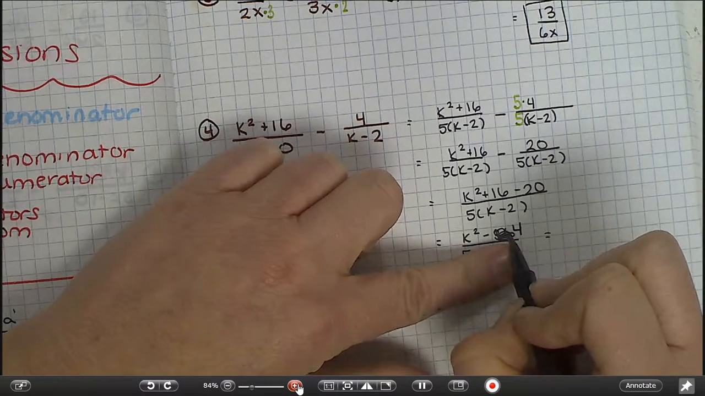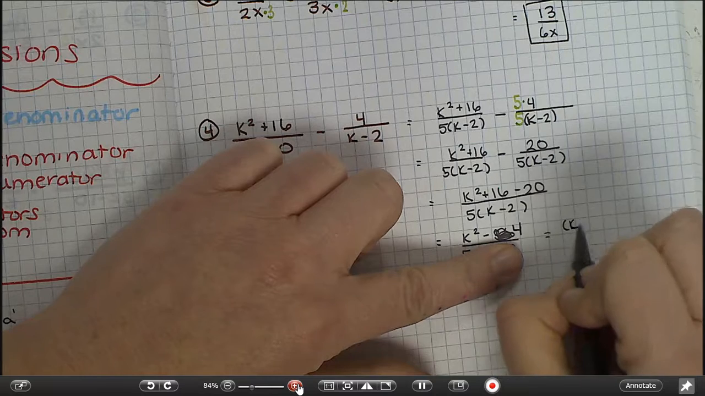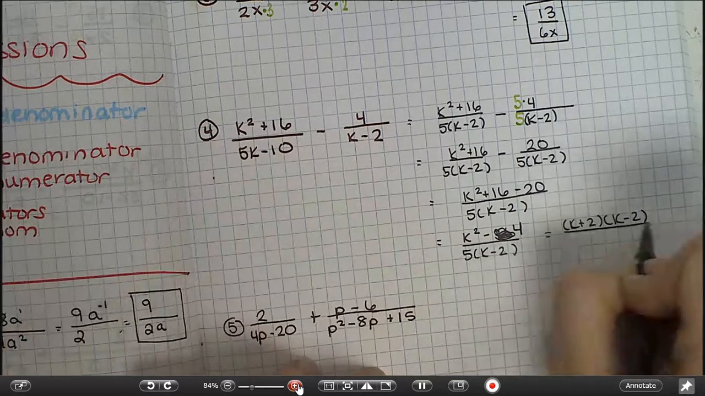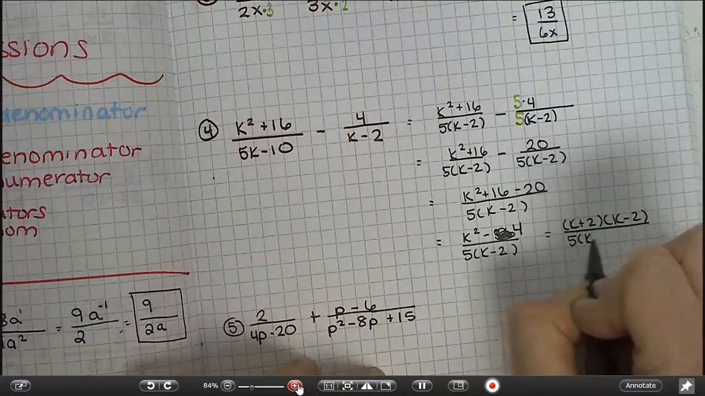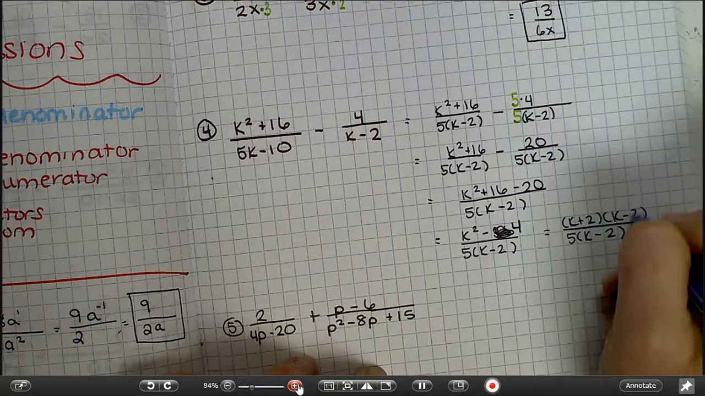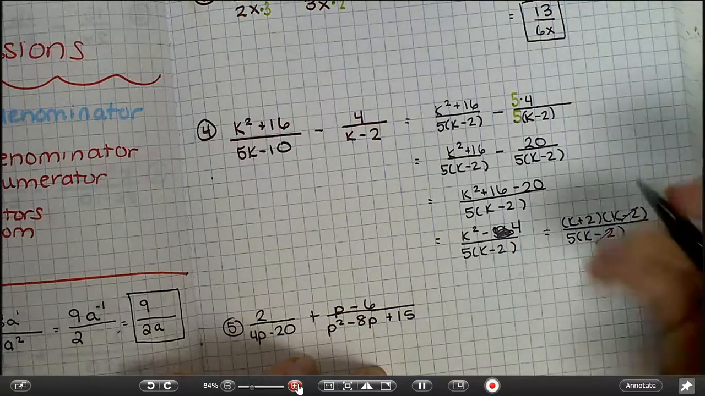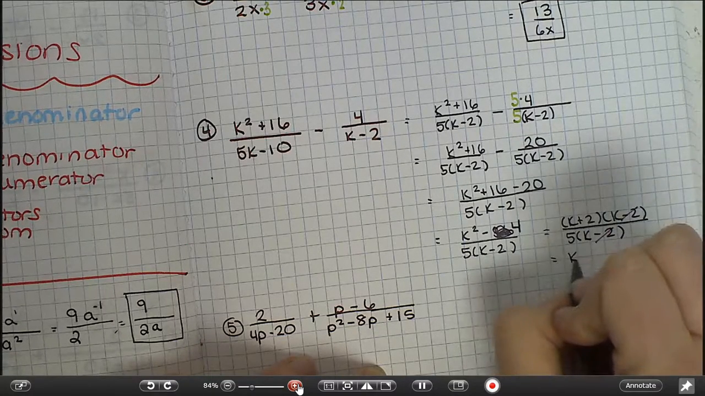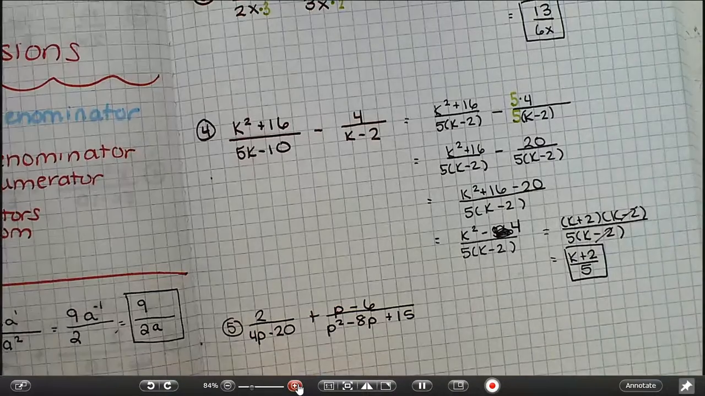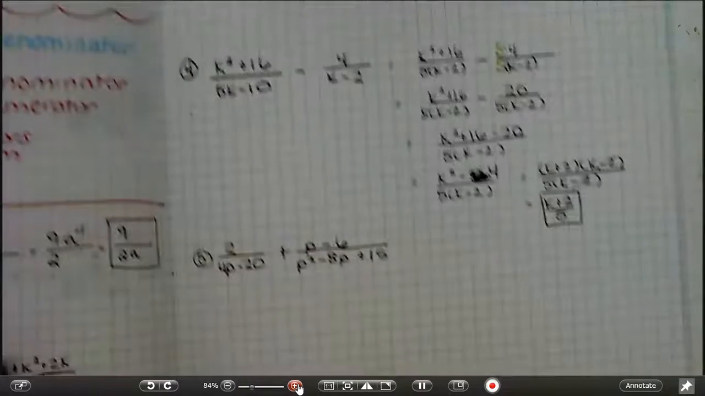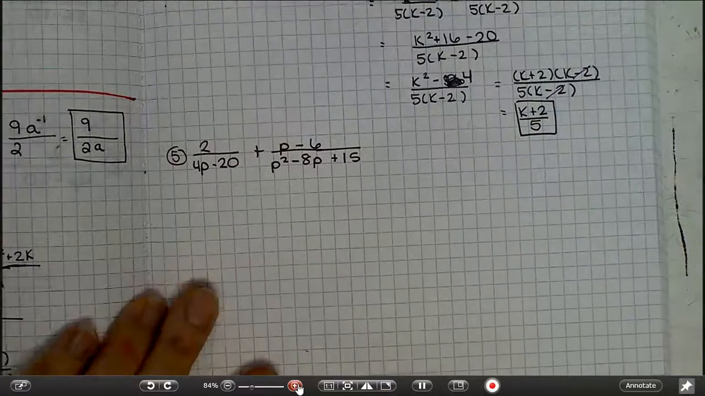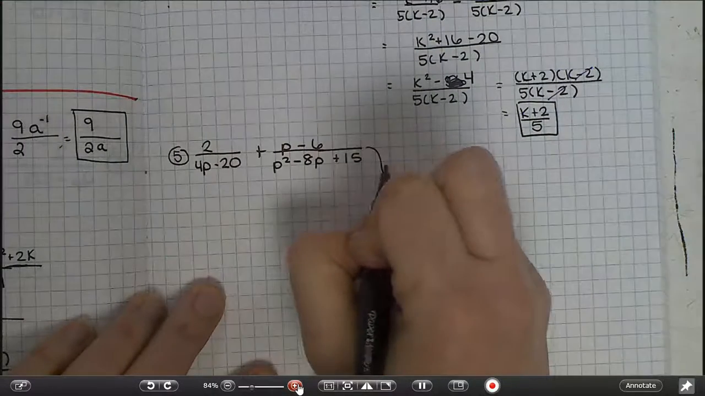of 2 squares. So we're going to have k plus 2, k minus 2 in the numerator, and 5 times k minus 2 in the denominator. Cancel your like terms. K plus 2 over 5 is the final answer. All right, one more. If you think you got this, then try this one on your own. Otherwise, feel free to just watch mine.